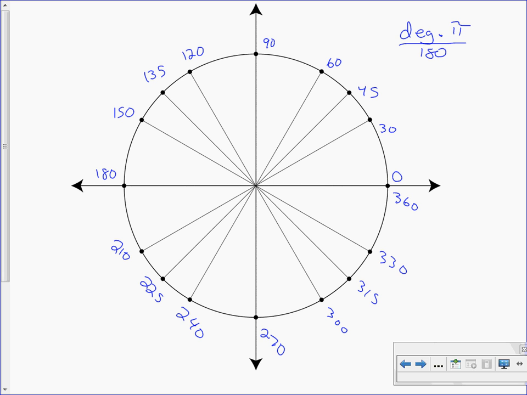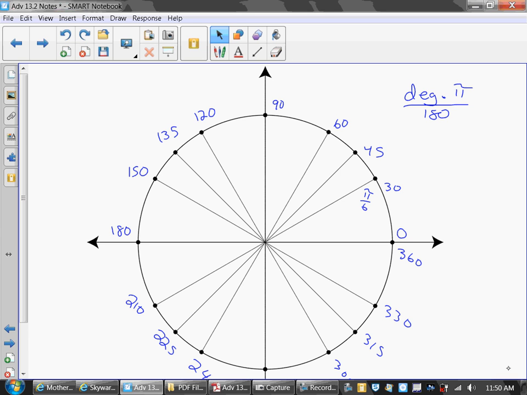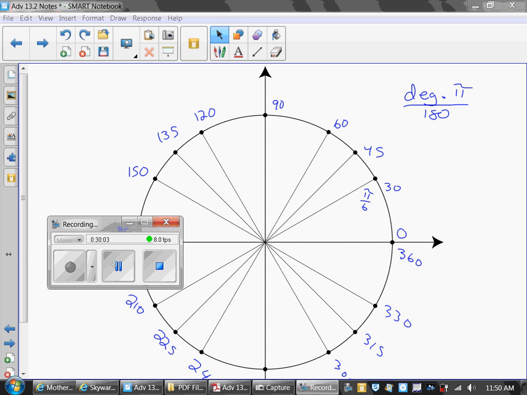Usually when you do the radians, if you put all your degrees on the outside, put the radians on the inside. So like right here would have been pi over 6 and so on and so forth. Okay?